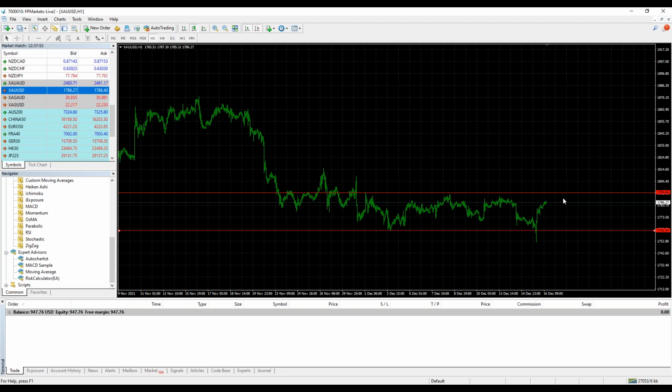If you're a swing trader, you might want to trade between this range here, trade the vol between the range. Richard, that's what I think of gold right now.